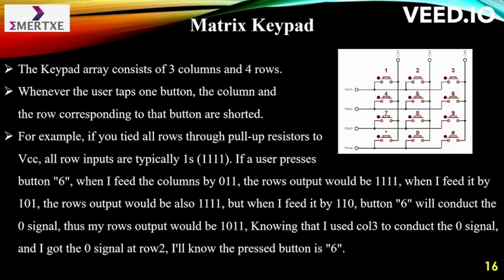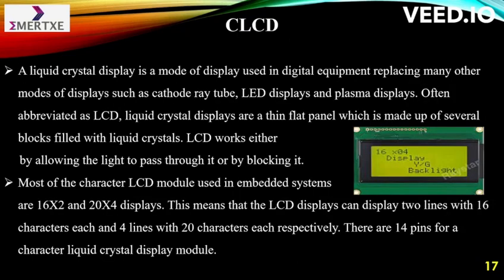And next, we are going to see about CLCD. It is nothing but a liquid crystal display. It is the mode of display used in digital equipment, replacing many other modes of display such as cathode ray tube, LED displays, and plasma displays. Often we abbreviate it as LCD. This is a liquid crystal display. It's a thin flat panel which is made up of several blocks filled with liquid crystals. LCD works either by allowing the light to pass through it or by blocking it.